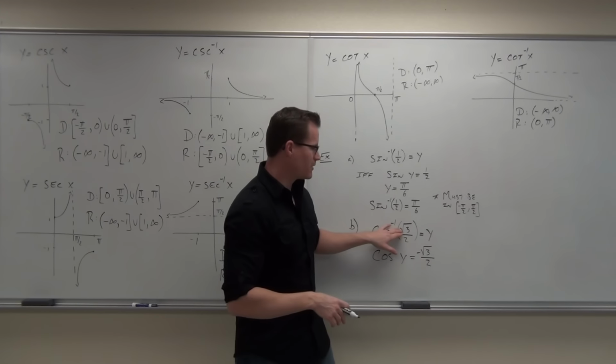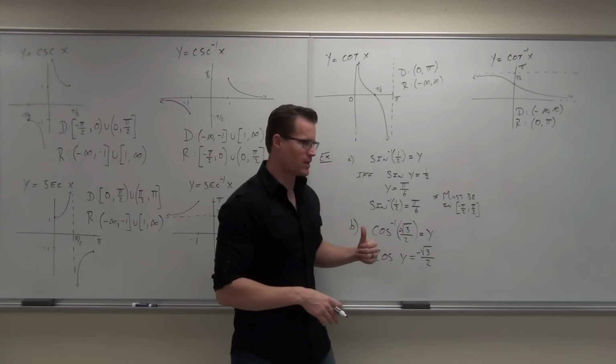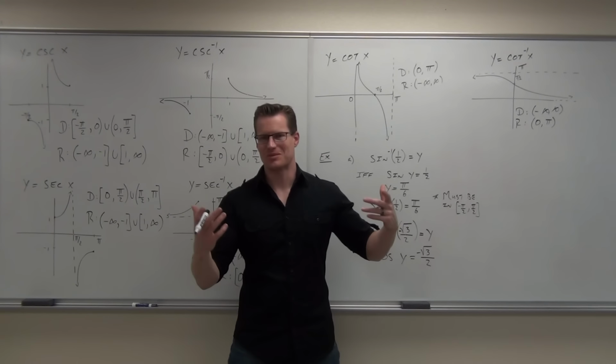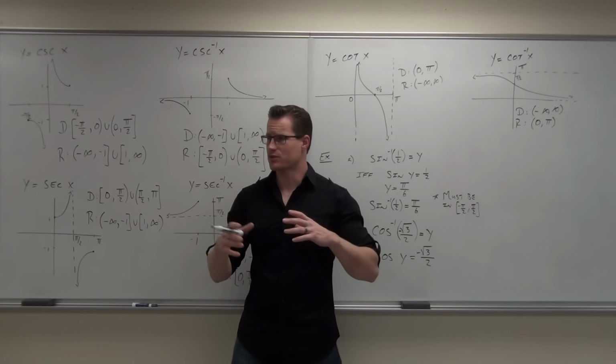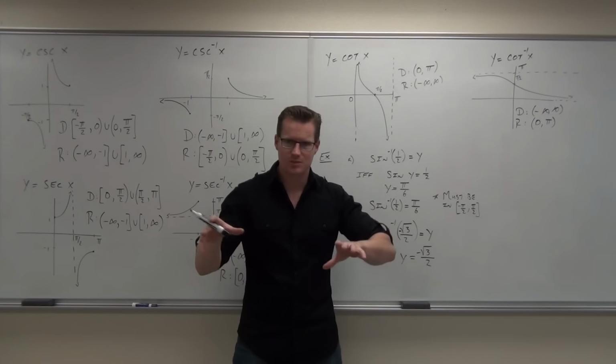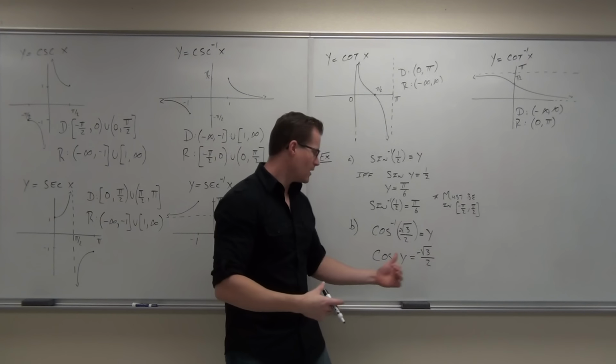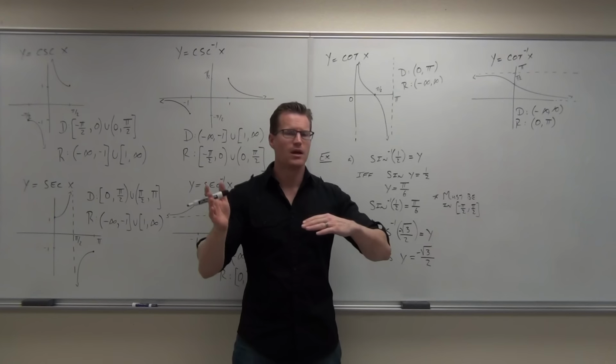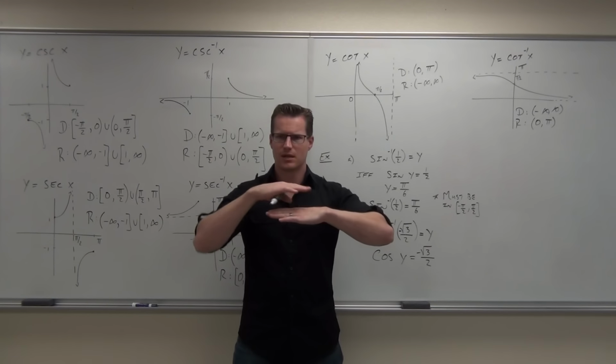If I didn't have the negative, what quadrant would it be? 1. Okay, if I do have the negative, what quadrant is it? Oh good, we just learned something. So because this is negative square root of 3 over 2, I'm not thinking first quadrant, I'm thinking second quadrant. I'm not thinking any other ones because that's outside of the domain of this. I'm thinking only 0 to pi. Have you thought about how much that is?